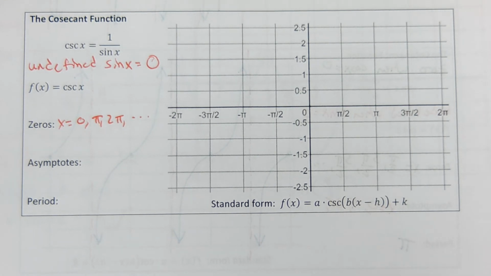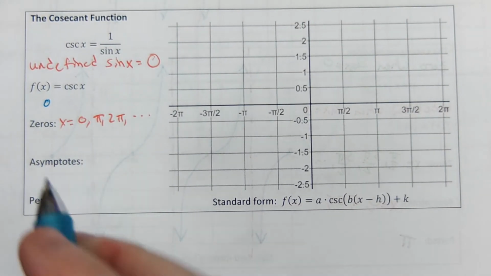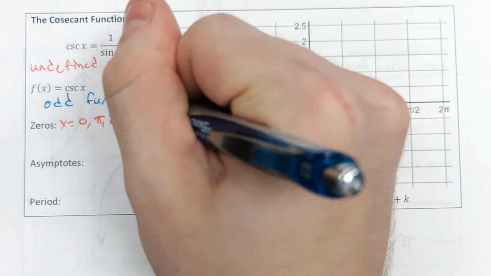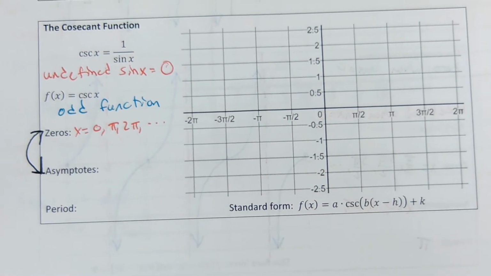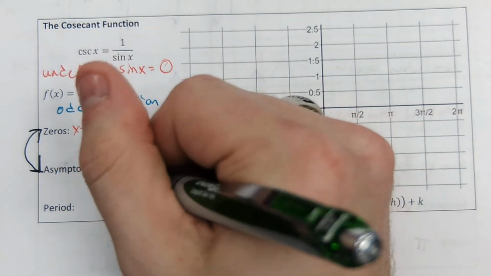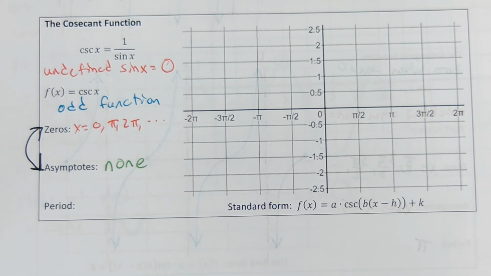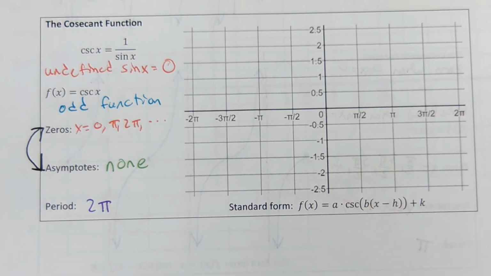What? Somebody said wait. Crud. I didn't mean to write that on zeros. I meant to write it on asymptotes. Sorry. Watch this happen. You ready? Ta-da! I had to switch them because I accidentally wrote the asymptotes on the zeros. There are no zeros, just like secant, excuse me. And the period is still 2 pi. And if you don't like the arrows, you could just scribble out the word zeros and write asymptotes.